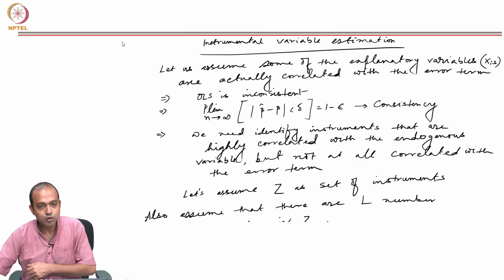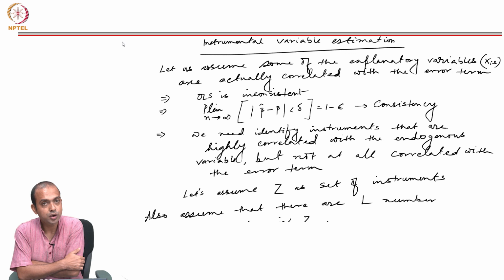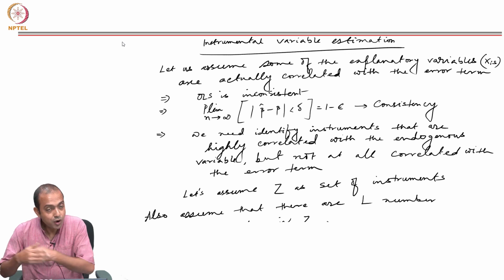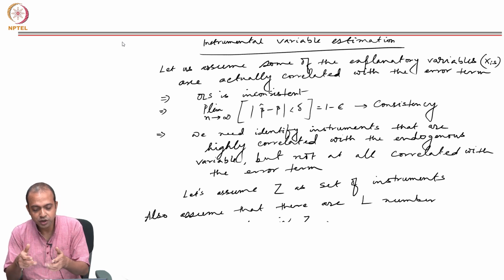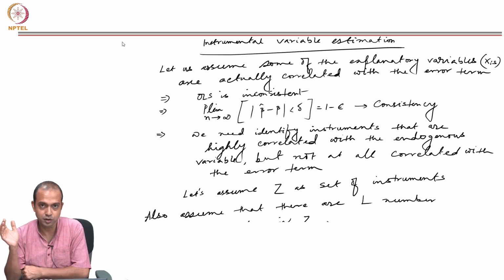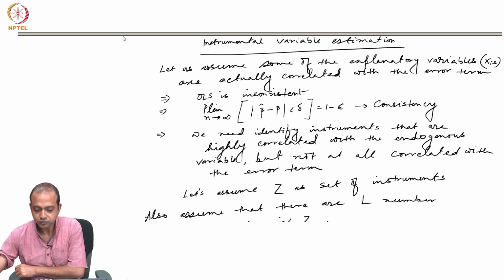Now, if we relax that assumption, if we say that some of the explanatory variables are actually correlated with your error term, then what happens? You lose the consistency property. That means the probability limit as n tends to infinity, of beta hat minus beta less than delta, equals 1 minus epsilon, is no longer true. This is the consistency property, right?